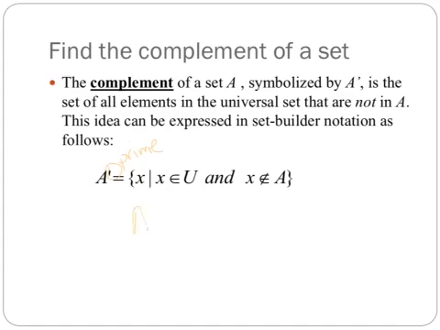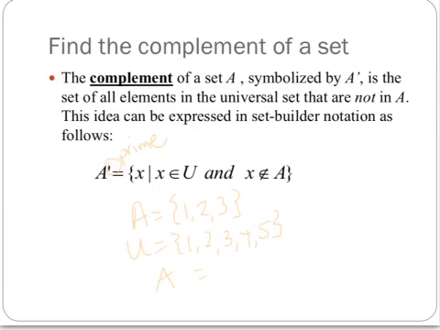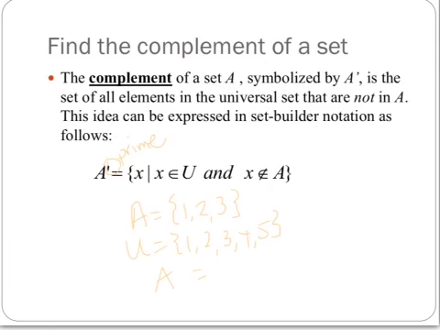So if the set A were the numbers 1, 2, 3, and then we have to define U as 1, 2, 3, 4, 5, then A complement would be 4 and 5. The list of numbers that were not in A. So A complement, not in A.